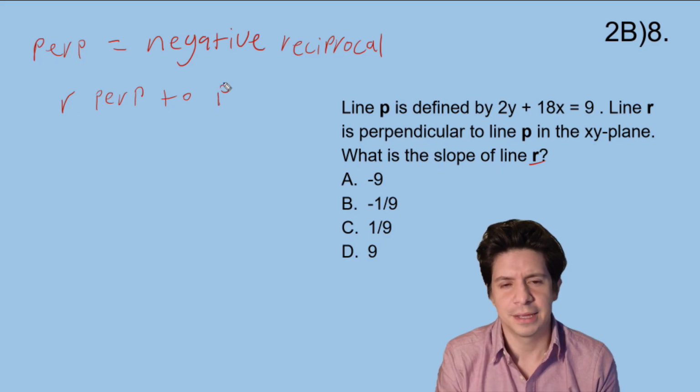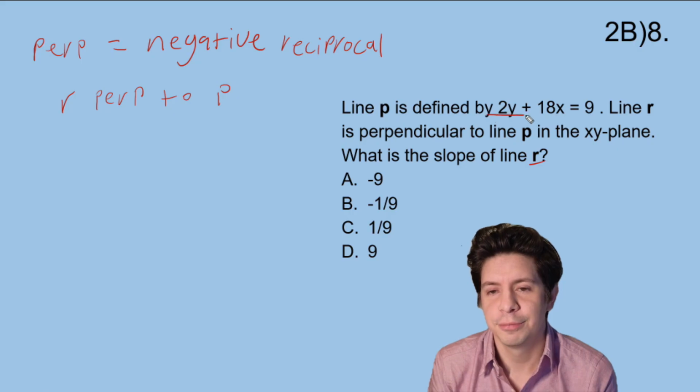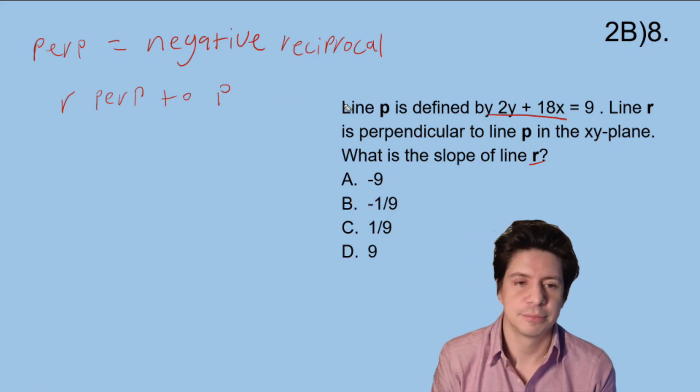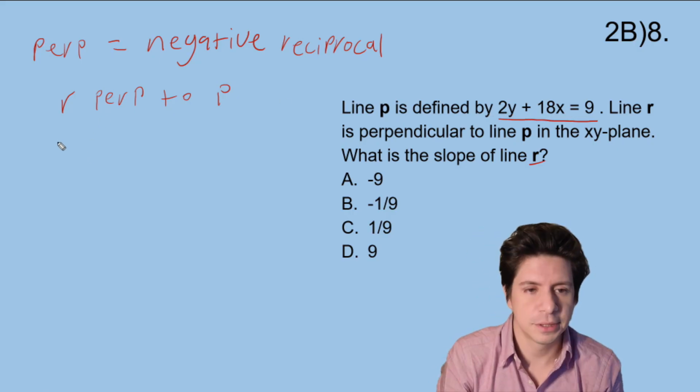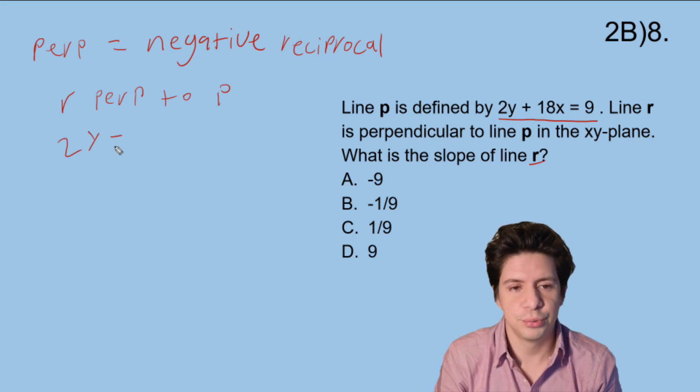Perp sounds bad, right? But it's not bad here. So we want to find the slope of P. How do we find the slope of P? We can isolate y. First, move the x over by subtracting 18x. So we're going to get 2y equals negative 18x plus 9.